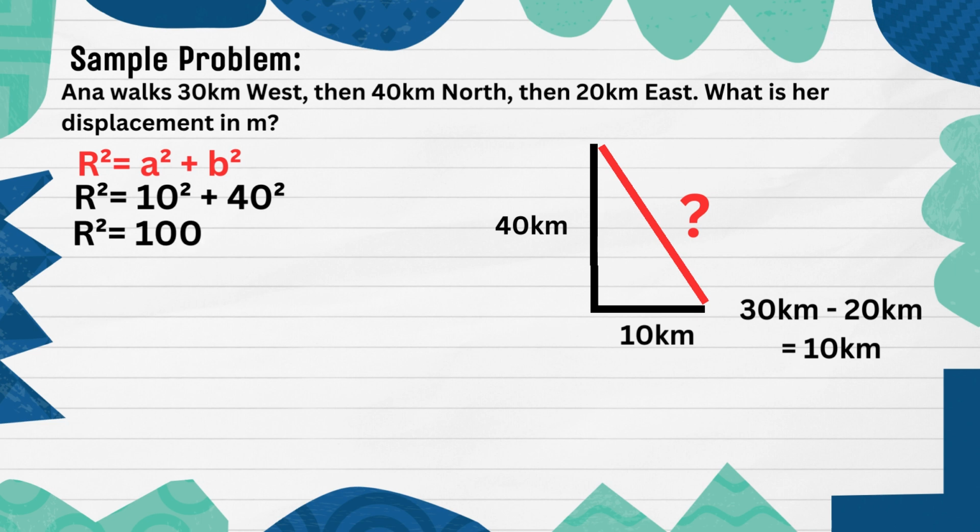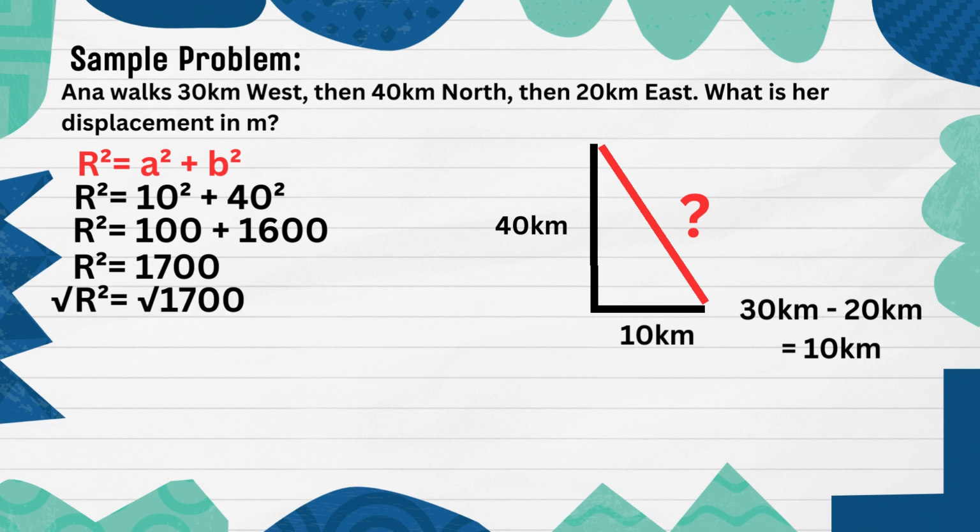10 squared will become 100 plus 40 squared will become 1,600. Then the answer will be 1,700. It is not yet finished. We are going to take the square root of it to cancel out the square in R. So, the square root of it, and then the answer will be 41.23 km.